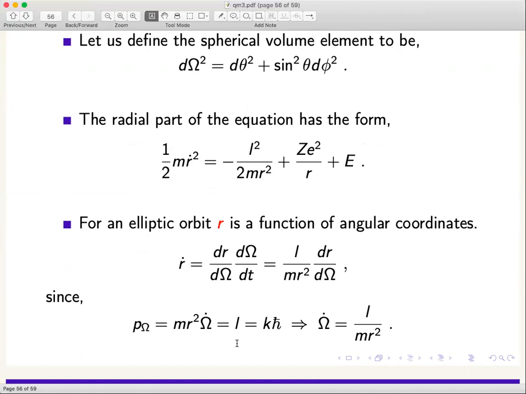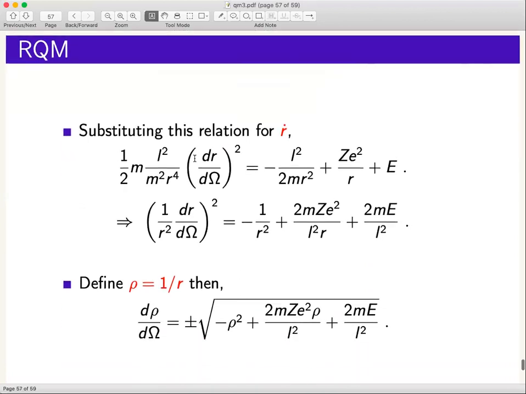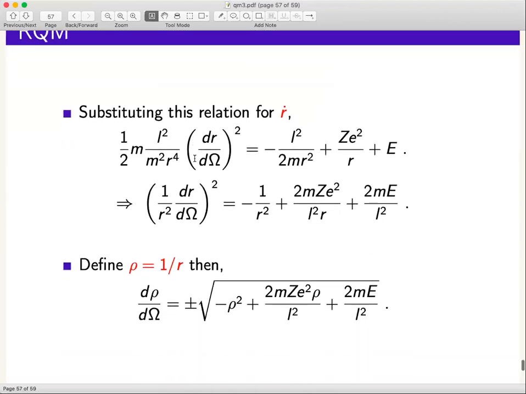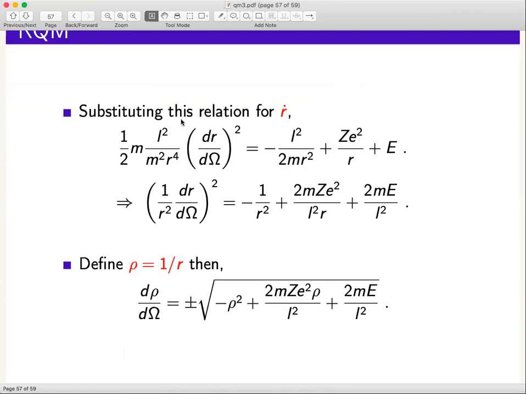So you can write omega dot as L upon m r squared. That is the quantity that I have written out here. So you can write r dot is equal to L upon m r squared times dr by d omega. You can take this expression and plug it back into the radial part of the equation. Let's do a little bit of algebra here. When you substitute that expression for r dot, you get half m times L squared upon m squared r to the 4 times dr by d omega squared. That is the left hand side.